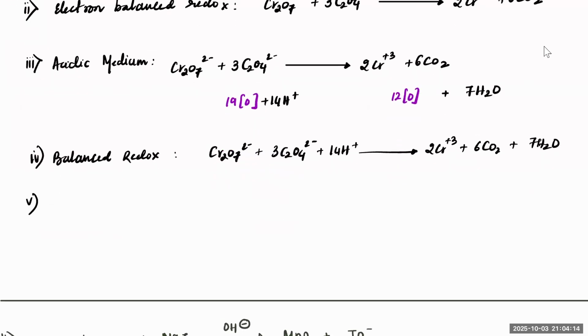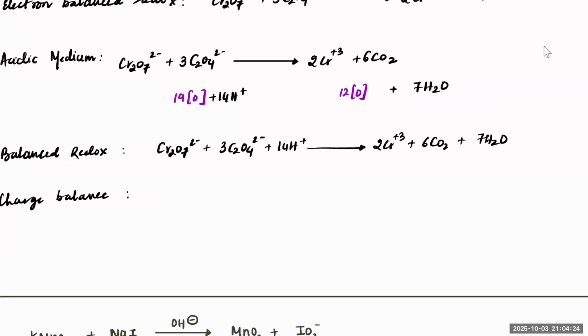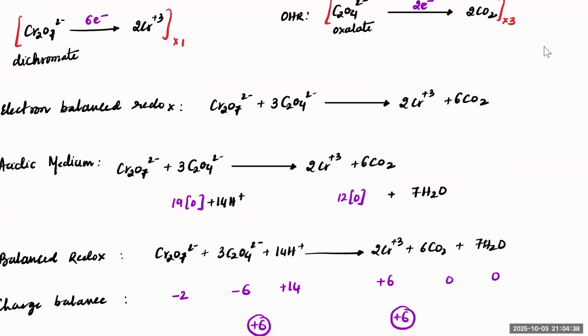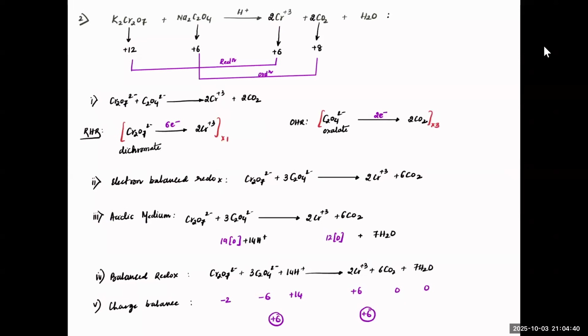And lastly, to just check whether we are done correctly, what do we do? Charge balance. Check what is the total charge on the left hand side and on the right hand side. This is -2, -6, plus 14, plus 6, 0, 0. So here you can see we are getting +6 on the left hand side, +6 on the right hand side. So this is perfectly balanced. So please check.